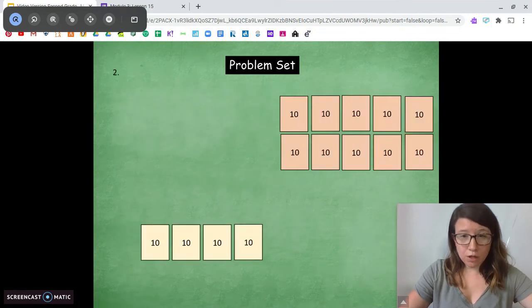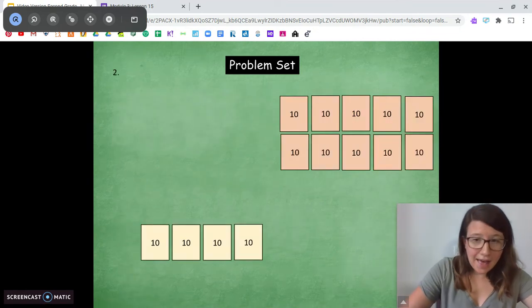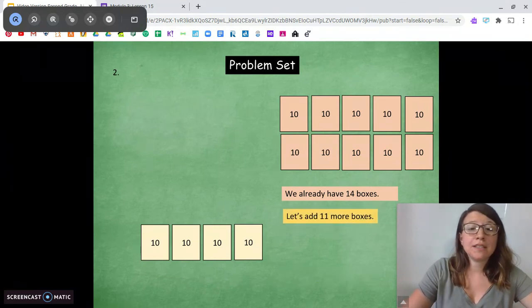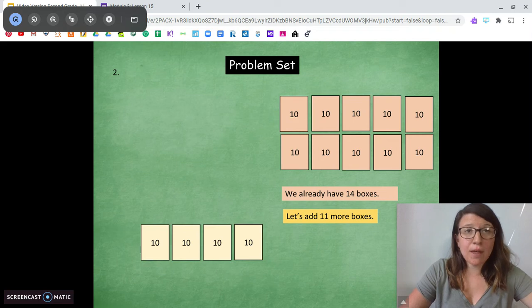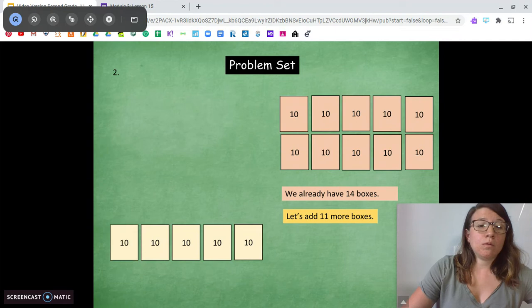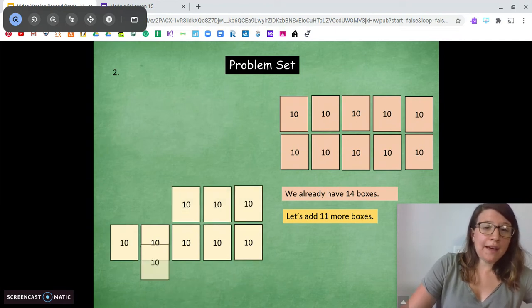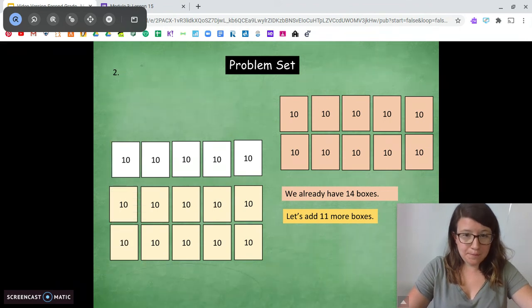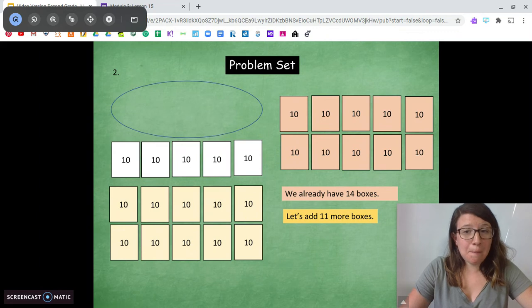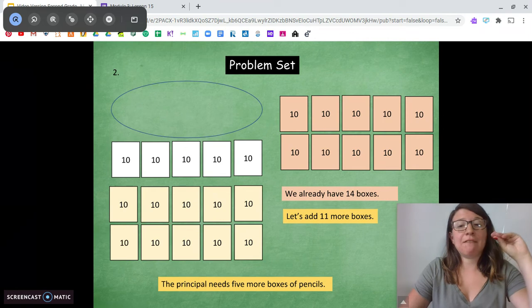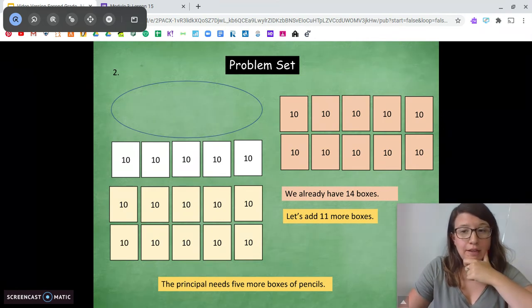Okay. So he has 114. Now he found 7 boxes in the supply closet, 4 in the drawer. So that's 11 total. So let's add those 11 on. 1, 2, 3, 4, 5, 6, 7, 8, 9, 10, 11. Okay. Now, does he have enough? Very good. He still needs 5 more to get to that 300 that he wants.